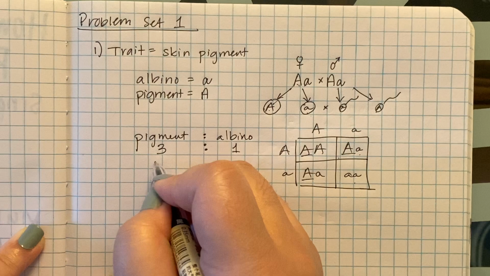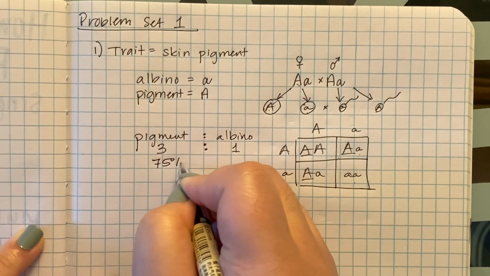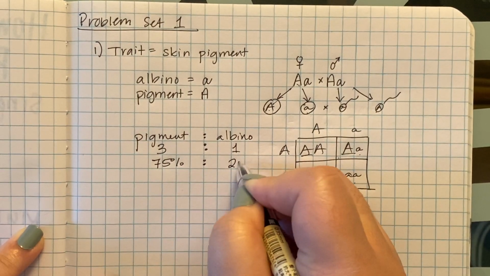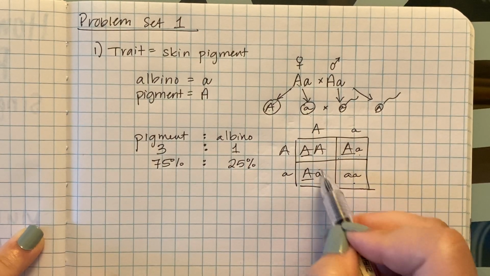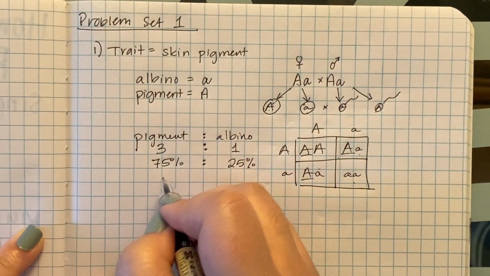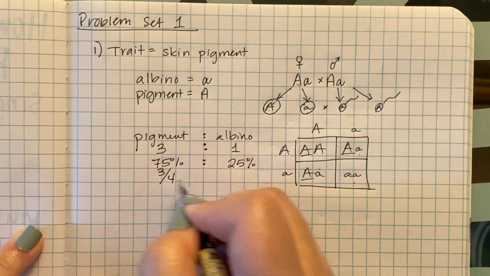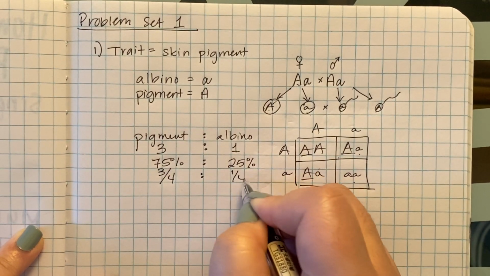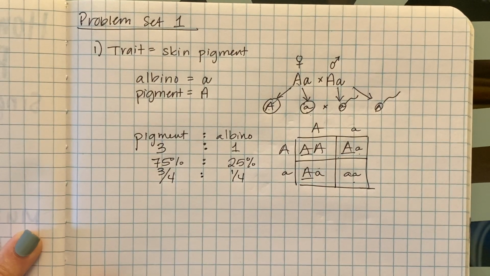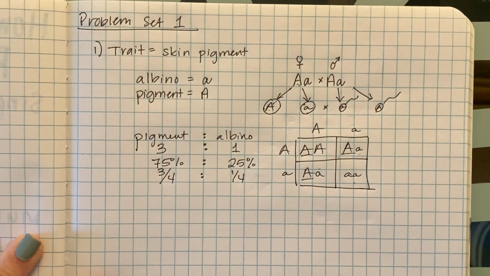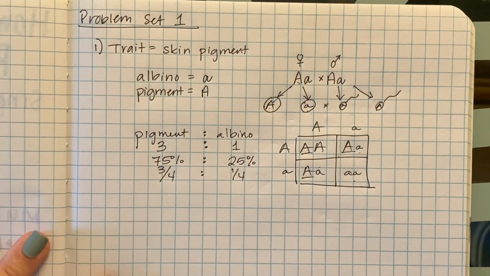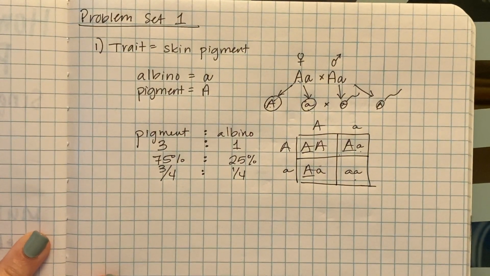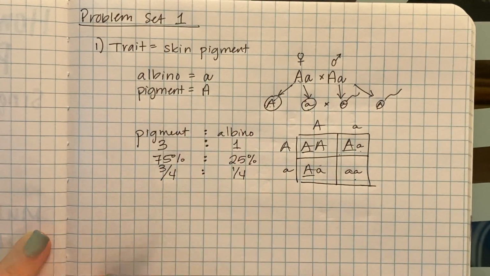Two other ways you can write this. You can say there's a 75% chance of being pigmented, 25% chance of being albino. So 1 divided by 4, 3 divided by 4. You could also do it as a fraction, so you could just do 3/4 to 1/4. If it's multiple choice, well, you're not going to have that on your AP test. But if you have that on one of my tests, it'll be written in one of those ways.